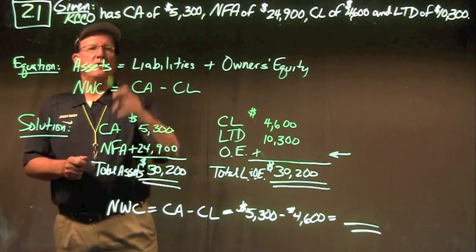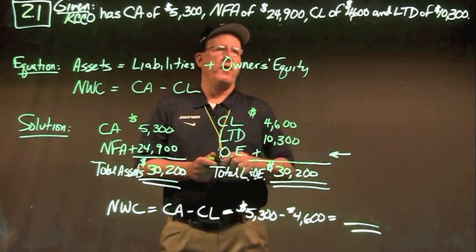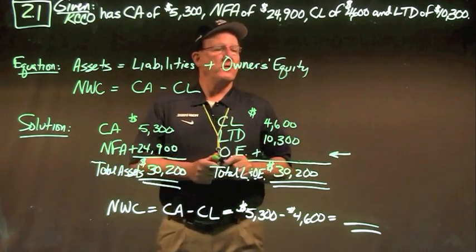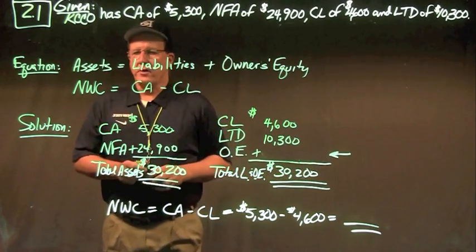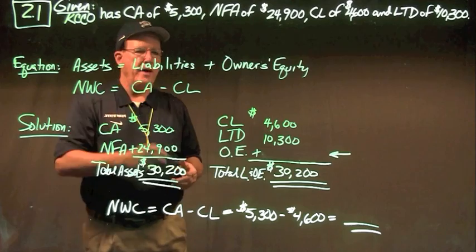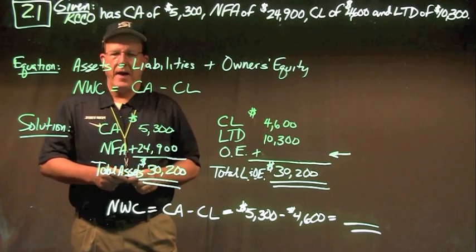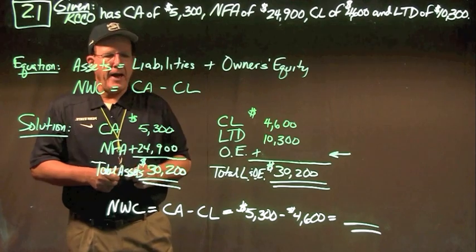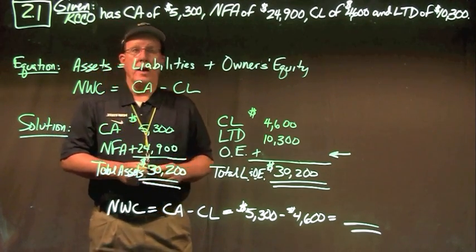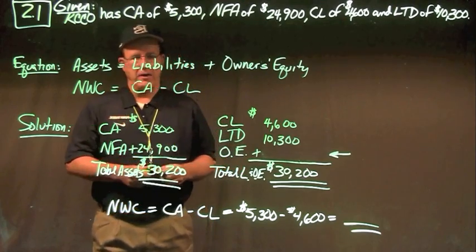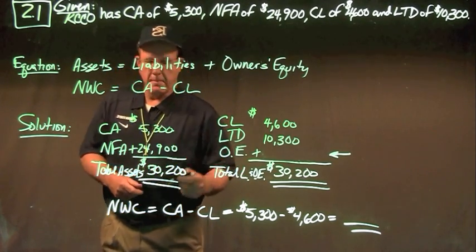We're given that KCCO has current assets of $5,300, net fixed assets of $24,900, current liabilities of $4,600, and long-term debt of $10,300. Our two equations we're going to use are assets equal liabilities plus owner's equity, the basic balance sheet equation. It's got to balance. And secondly, net working capital. They want to know what is the net working capital for this company, KCCO, with those givens: current assets minus current liabilities.